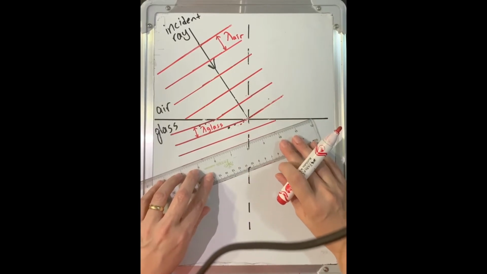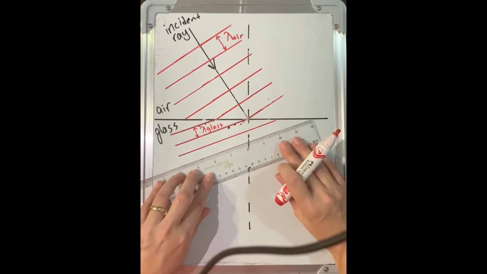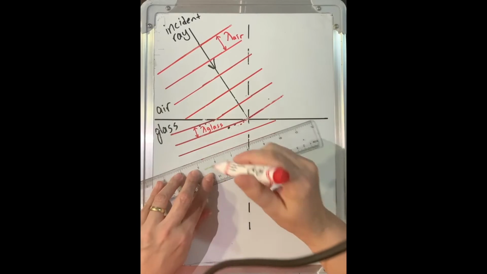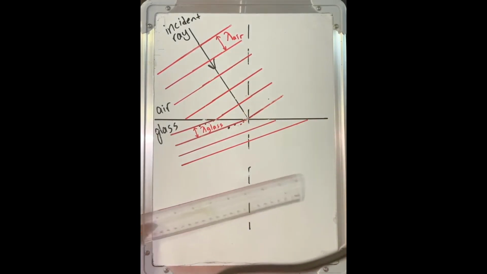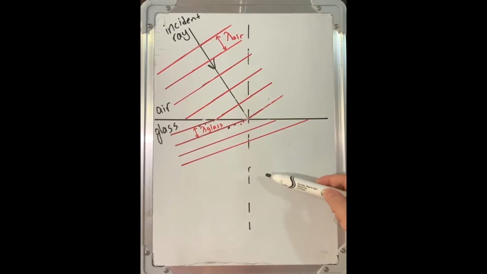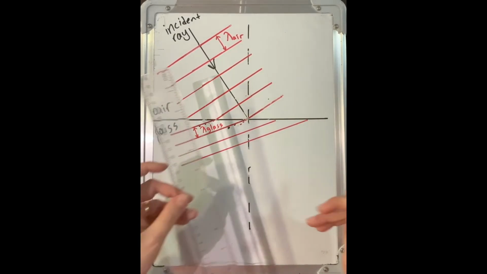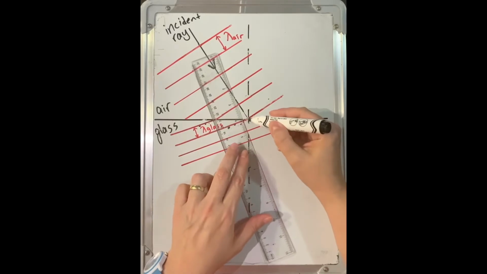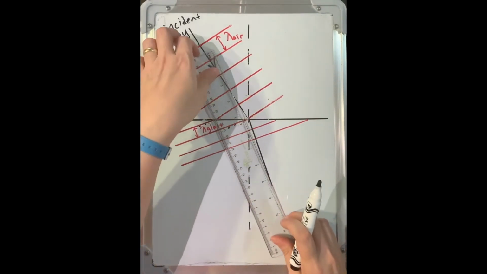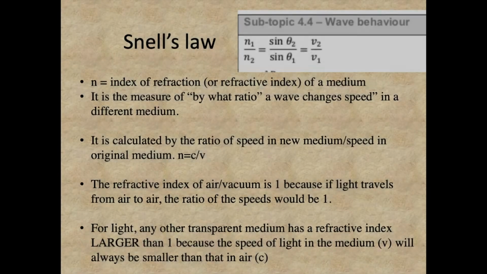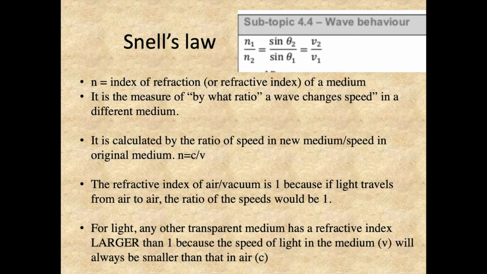We know that wavefronts are always perpendicular to the rays, which means the perpendicular direction to these wavefronts will have to be closer to the normal. This is the summary of what we have just said, and there's the data booklet reference.